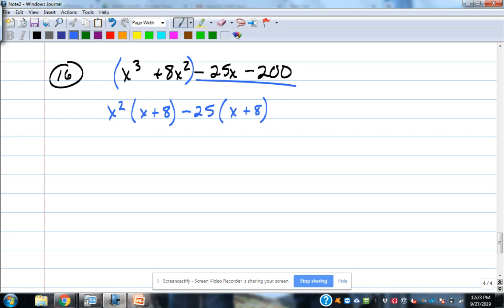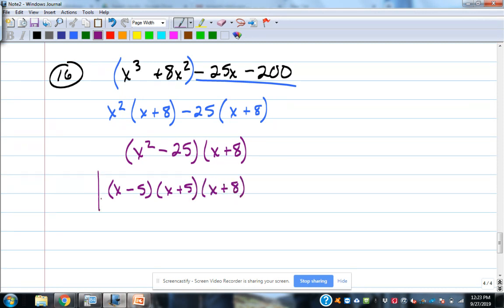What are our factors now? Ooh, x squared minus 25 and x plus 8. Is that done? Why not? The first one can go farther. We can factor that a little bit further. It's a difference of squares, right? What are the factors for that without doing the step in between? Yeah, x minus 5, x plus 5. What about our x plus 8? Still there, right? Hasn't gone anywhere. So we factored, that's a higher degree polynomial. We ain't there yet, but that's where we're headed.